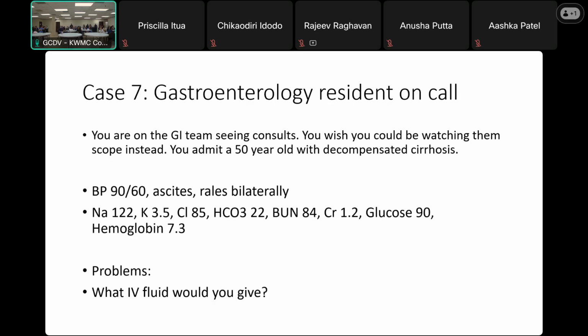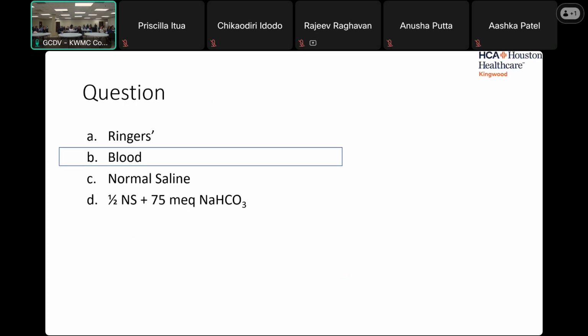It's always the case. You get a 50-year-old with decompensated cirrhosis, so blood pressure is 90/60. They're decompensated, which means they have complications like ascites, they have volume overload, sodium is 122, the BUN is 84. So what IV fluids do you want to give this patient? What do you guys think? Albumin? Yeah, I think that's totally reasonable. These are all the complications in this patient, as we put here.